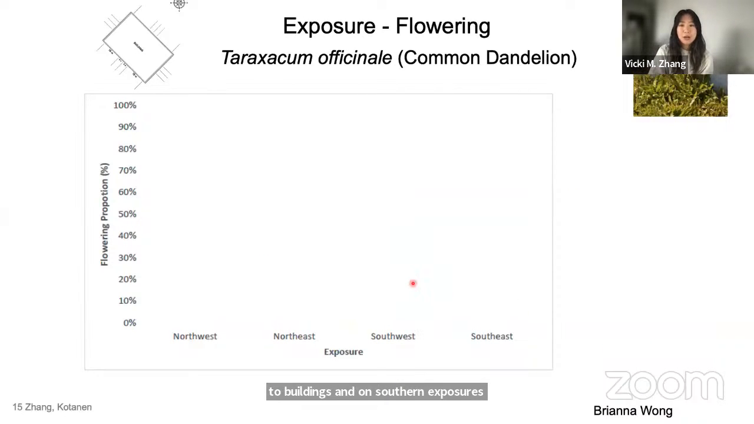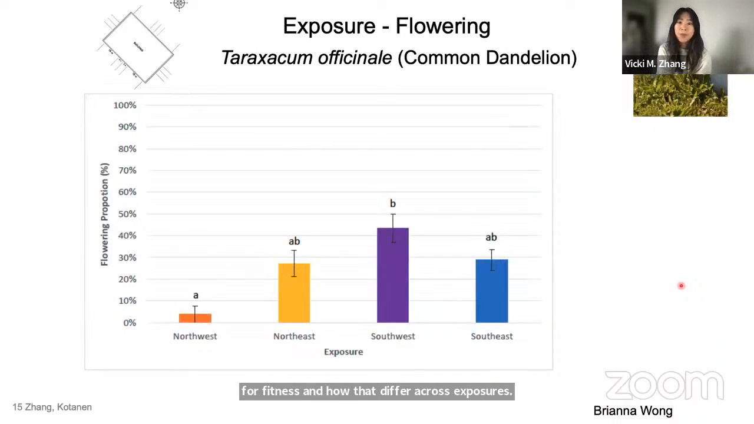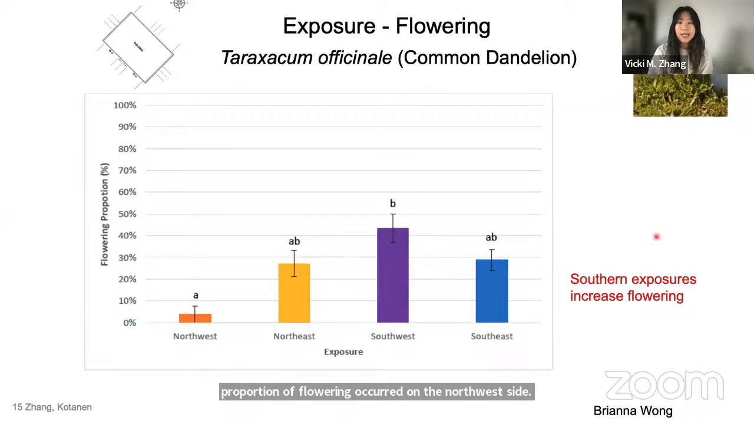Next, let's look at flowering, which we use as a proxy for fitness, and how that differed across exposures. And this was done with the help of an undergrad, Brianna. We found that the highest proportion of flowering individuals occurred on the southwest sides of buildings, and the lowest proportion of flowering occurred on the northwest sides. And so this is also evidence that southern exposures can increase fitness, and in this case, increasing flowering of dandelions.